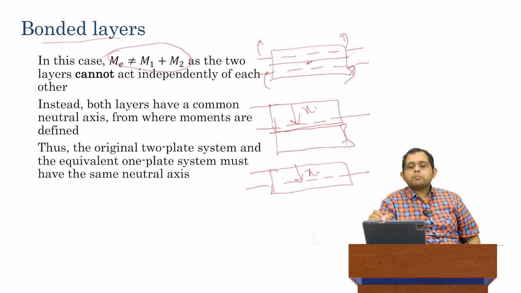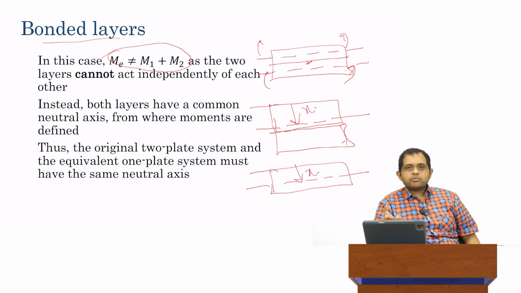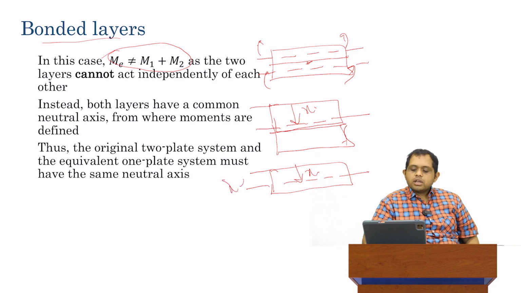So when we say the two layers are bonded to each other, it necessarily means that they have a common neutral axis. And so the equivalent plate, which is going to give us the same amount of displacement, is going to be such that it has some equivalent thickness, HE, and some equivalent modulus EE. The Poisson ratio is still going to be the same, but the depth of the neutral axis is going to be the same as the depth of the neutral axis for the original system. Very, very important result that we use for bonded layers.